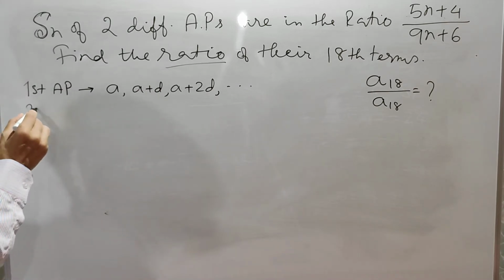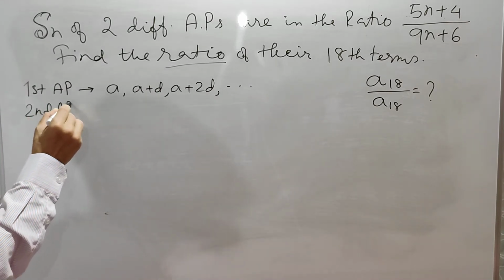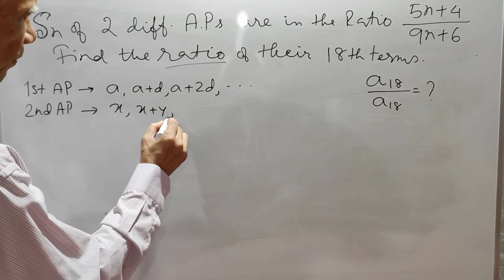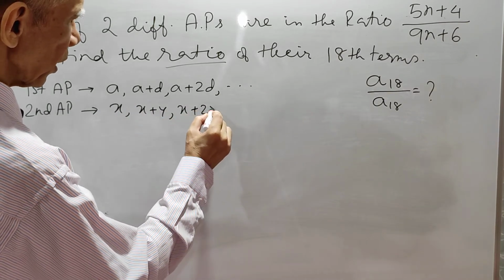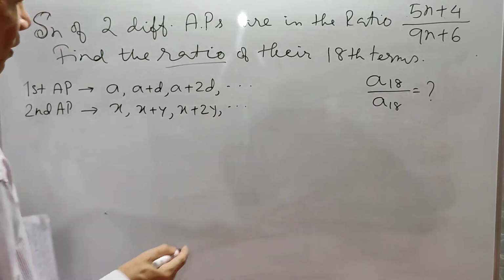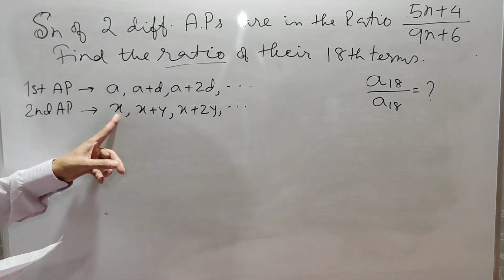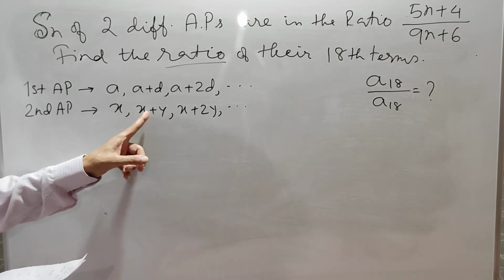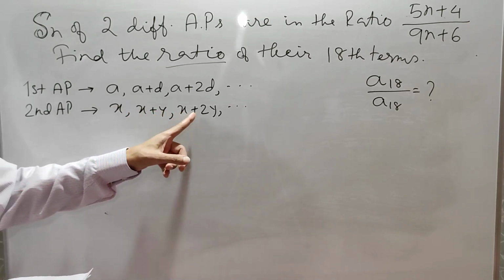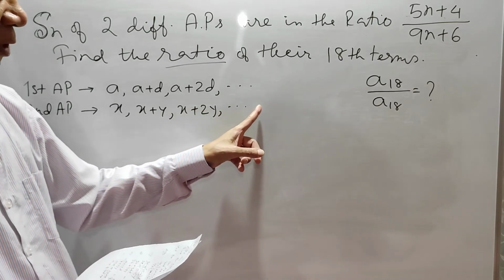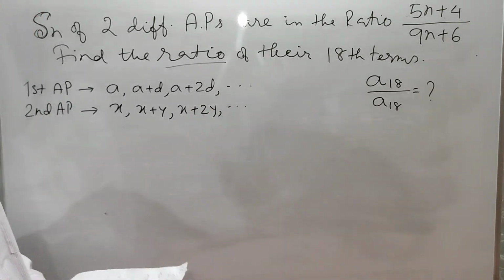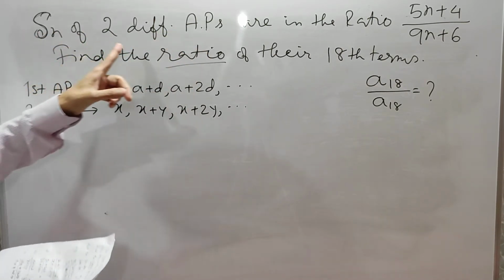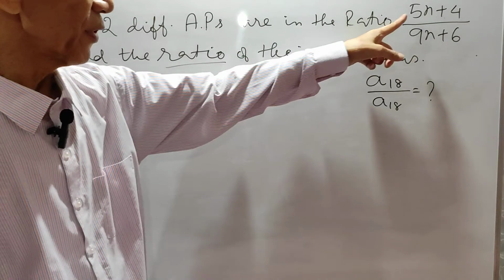And the second AP, suppose we assume X, X plus Y, X plus 2Y, etc. So for the second AP, X is the first term, Y is the common difference. Therefore, X plus Y will be the second term, X plus 2Y will be the third term, X plus 3Y will be the fourth term. That way it will go on. So these are two different APs. All right. Now, the ratio of their sum of n terms is this one.